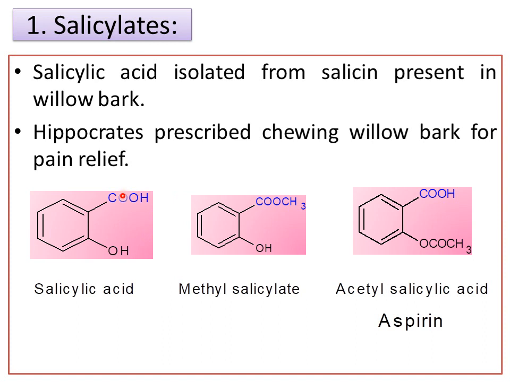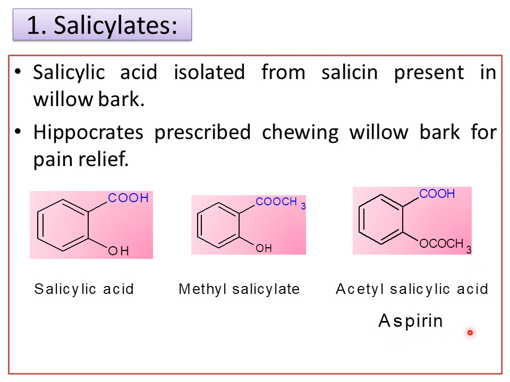Other scientists then modified the carboxylic group as well as the hydroxy group to get different types of salicylates. The example drugs under salicylates are methyl salicylate, which is an ester form, a methyl ester at the carboxylic group. The next one is acetyl salicylic acid. It is in free acidic form, but we attach the acetyl group at the hydroxy position. Instead of OH, it has OCOCH3. That is nothing but aspirin.